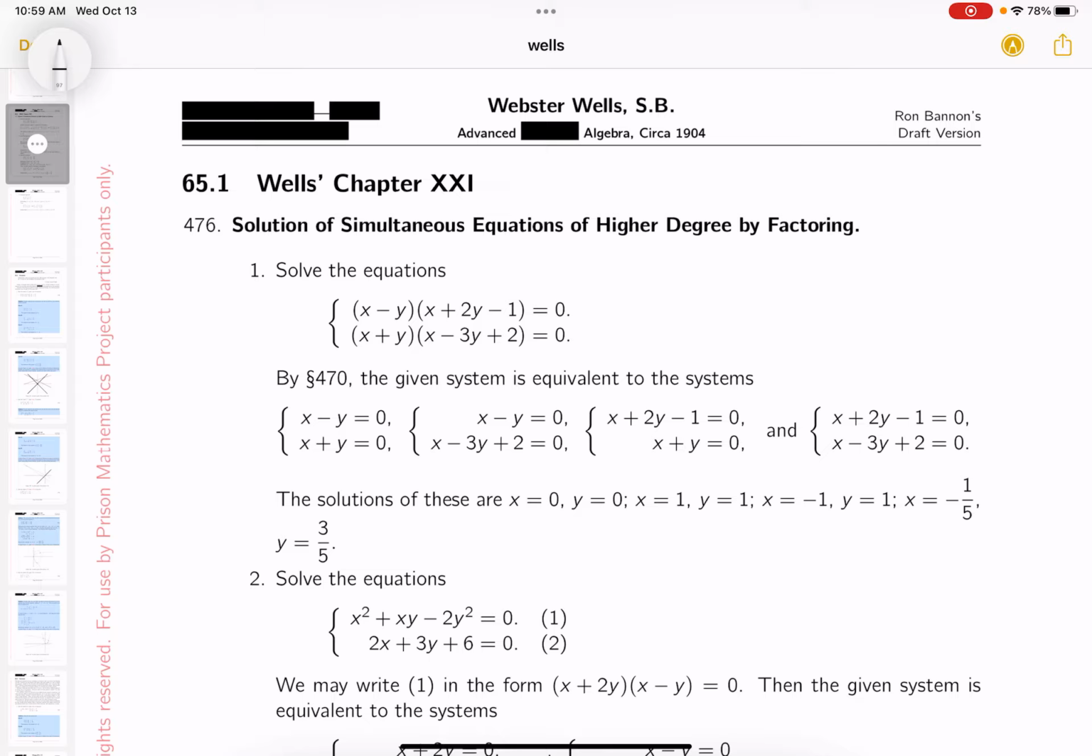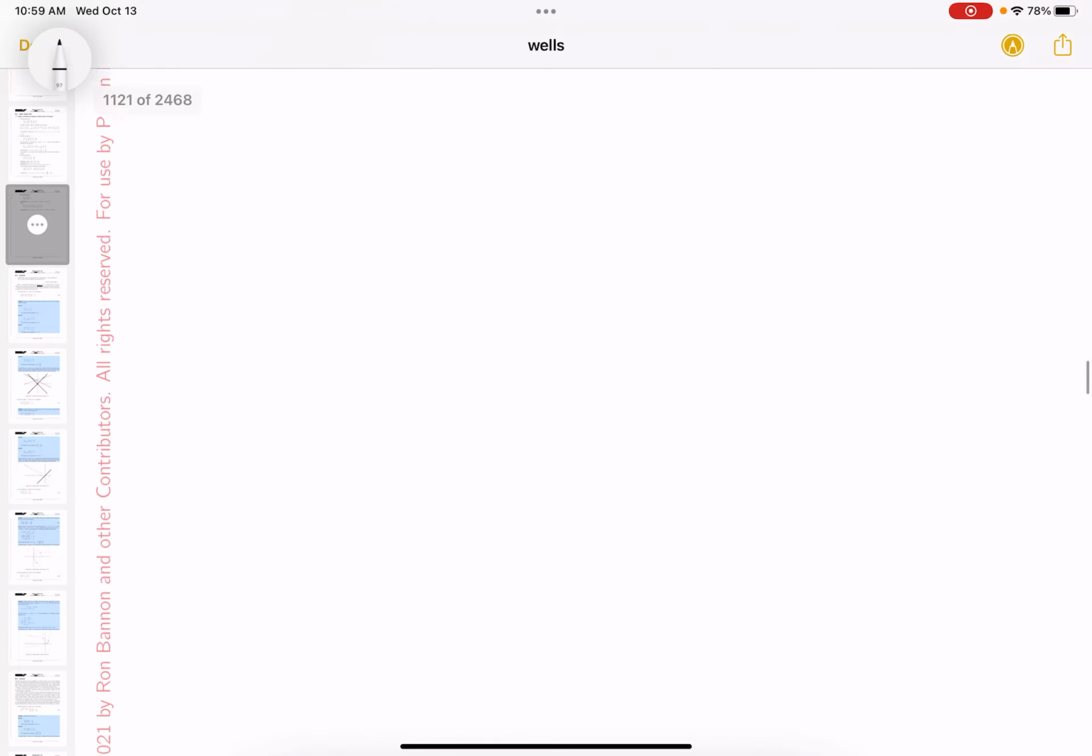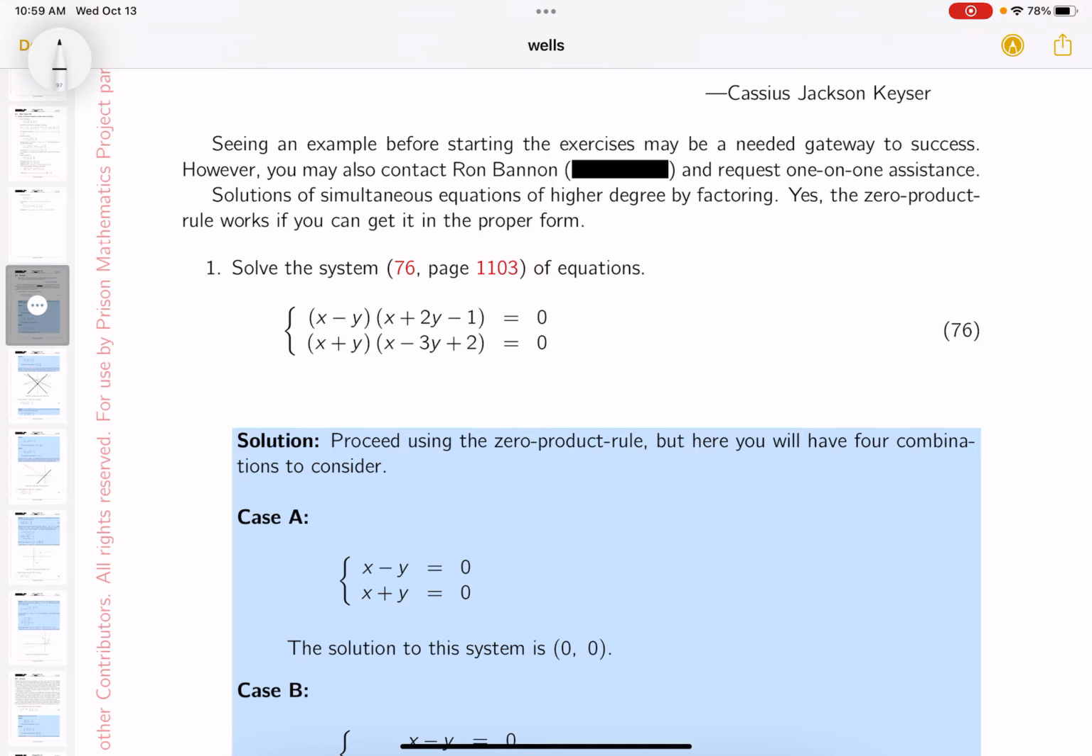So the bottom line over here is, you're looking at Wells's work, and he says, solutions of simultaneous equations of higher degree by factoring. It basically is using the zero product rule. So you can read through his examples if you like. As I do the problems, it might look different than what he does, but the intent is the same.